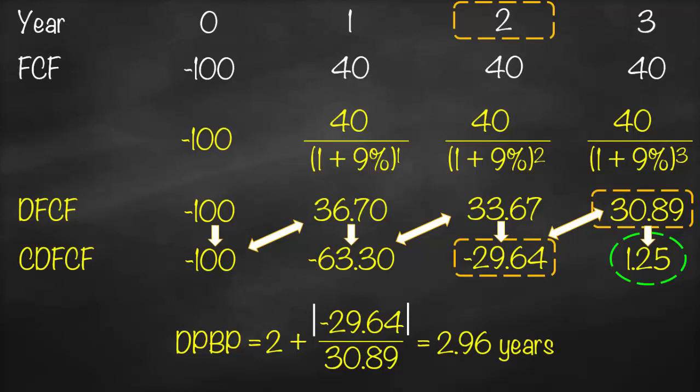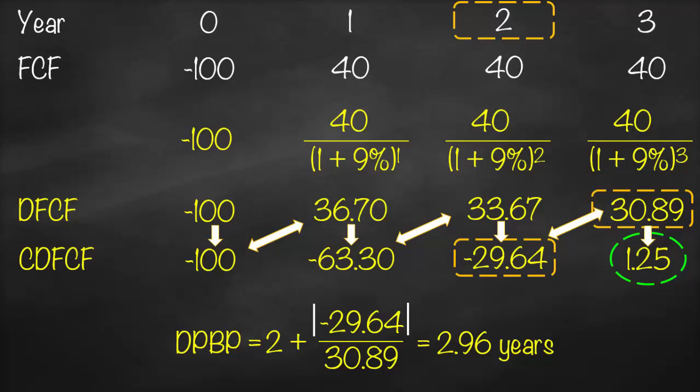Therefore, we could make a relationship here: every time our net present value is bigger than zero, our discounted payback period will be less than maturity. In our example here, maturity is 3 years, so it will be less than 3 years.